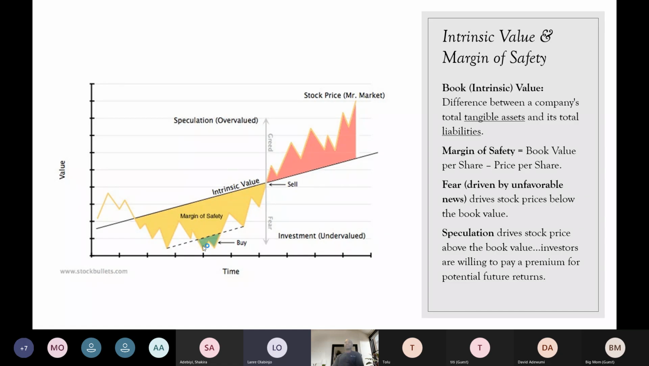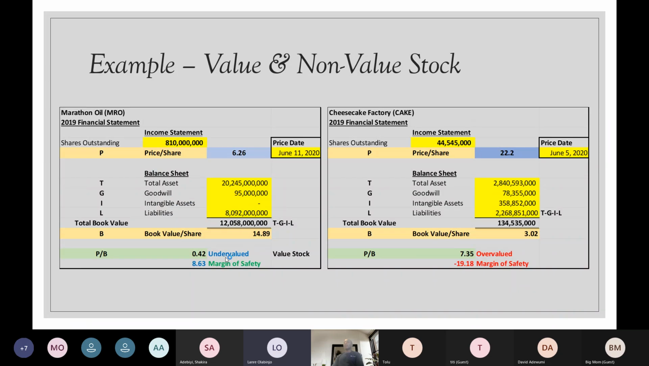Now, as Ms. Shakira mentioned, you need to understand what that reason is, because it might be that something else is happening in that company that shouldn't make you want to purchase it. But at this point, this company represents a value investment. It's trading below its book value.